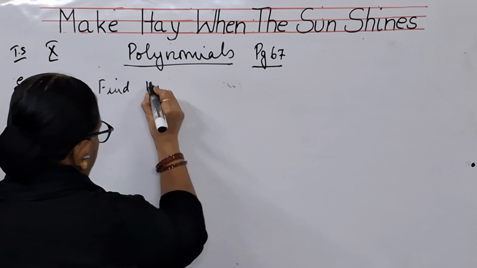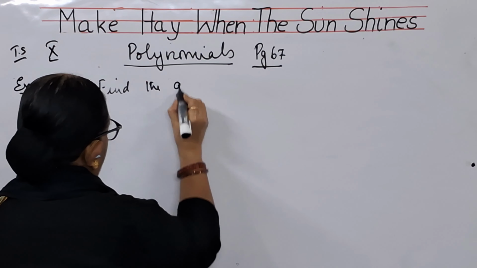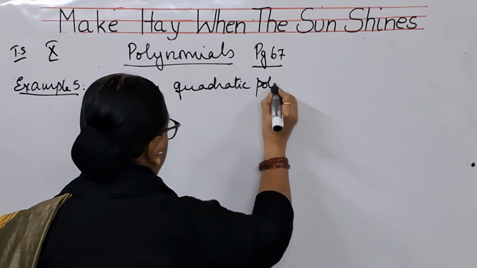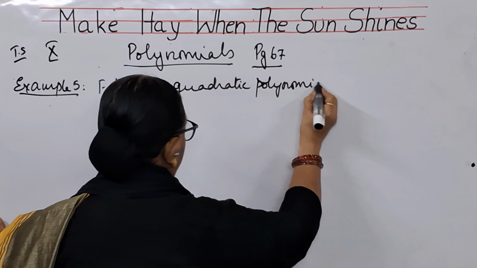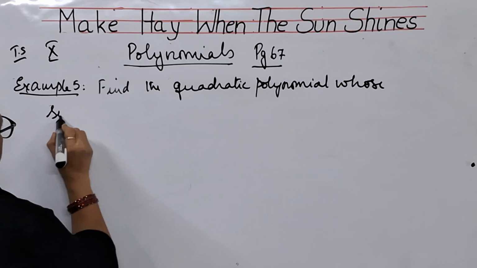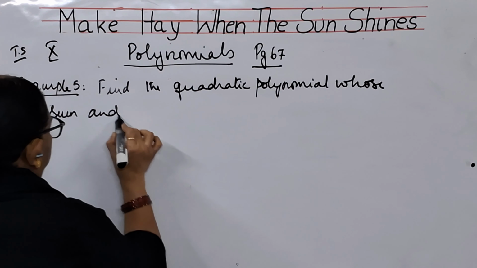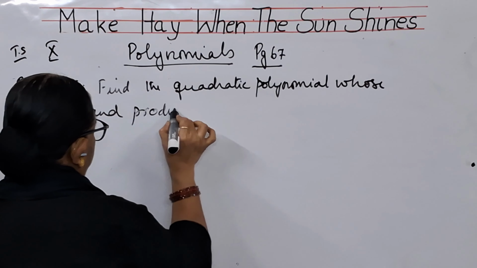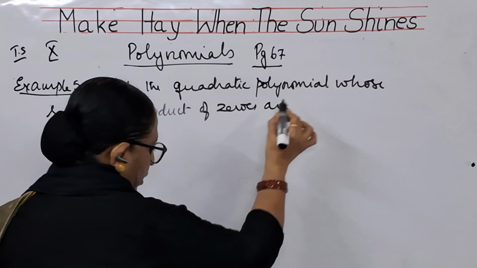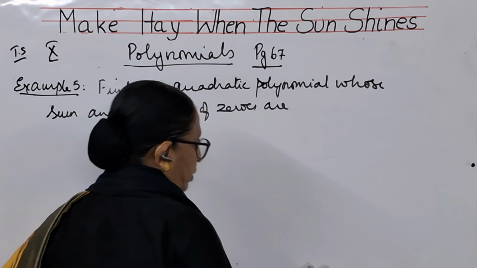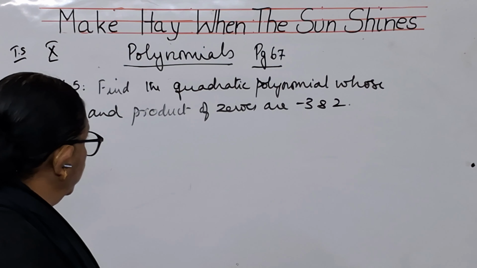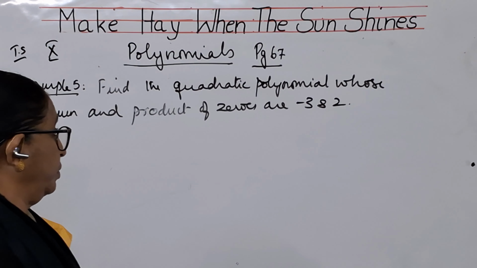Find the quadratic polynomial whose sum and product of zeros are minus 3 and 2, whose sum and product of the zeros.